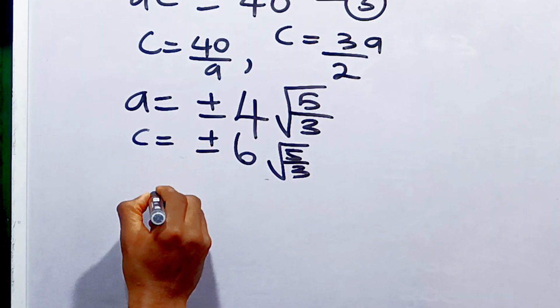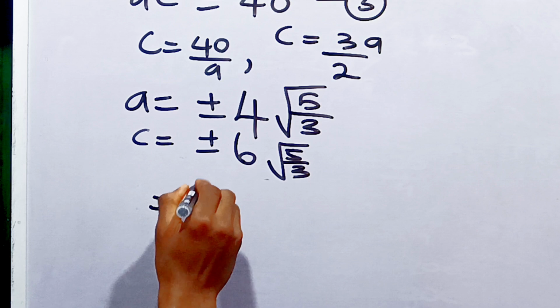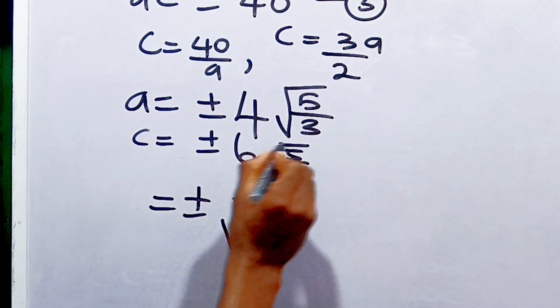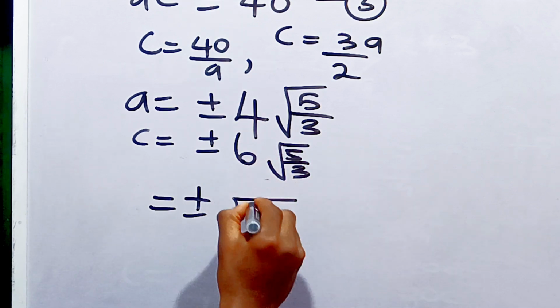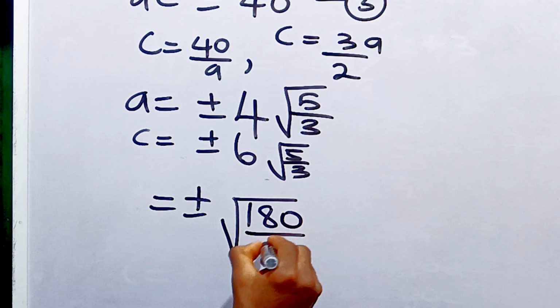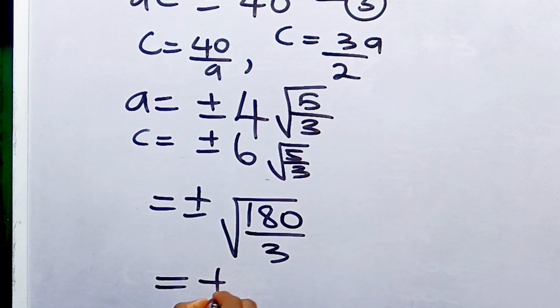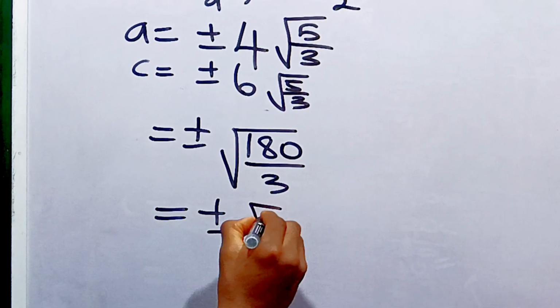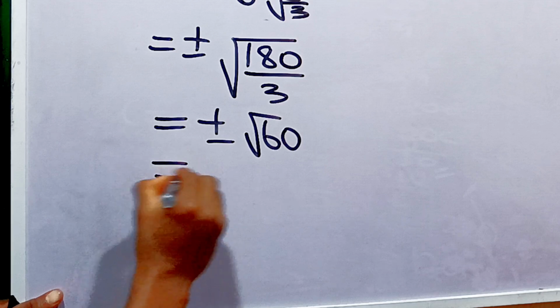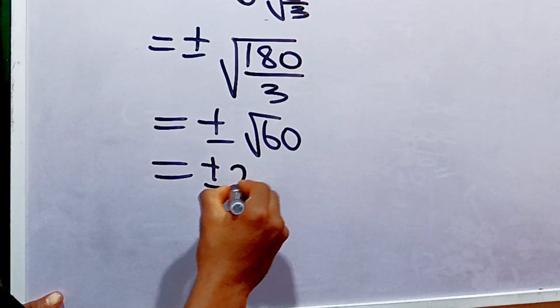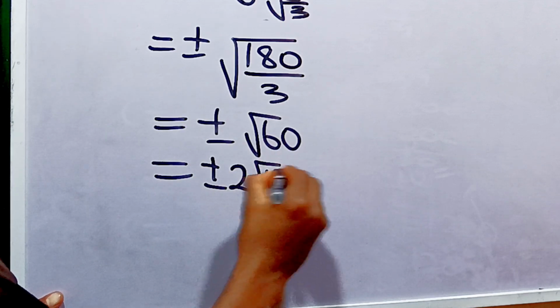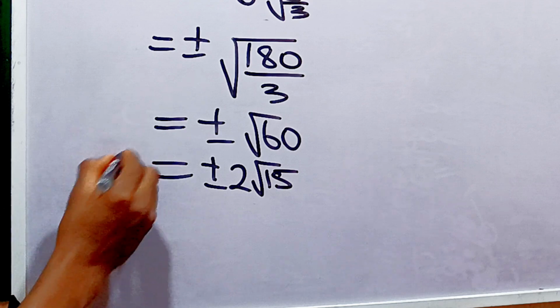This C here becomes equal to, squaring 6, we have 6 squared is 36. 36 times 5 is 180, divided by 3. This becomes equal to plus or minus root of 60, which is equal to plus or minus 2 root 15. Okay, so this is our C.